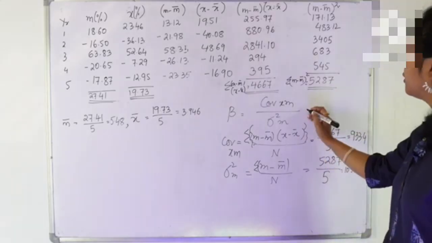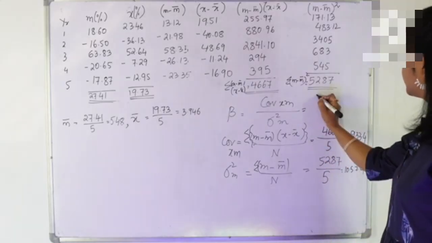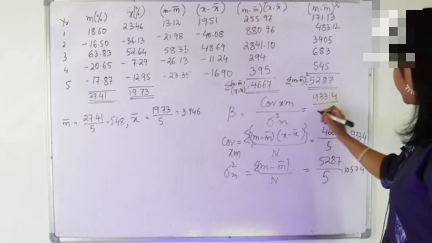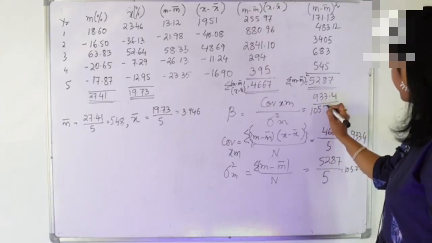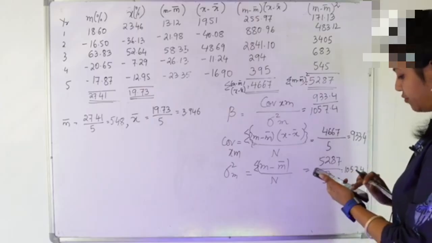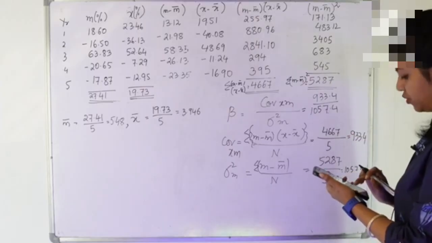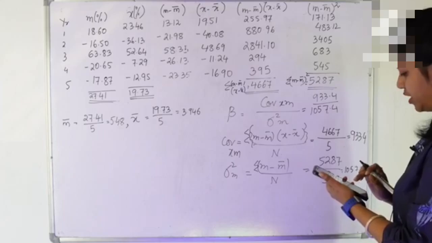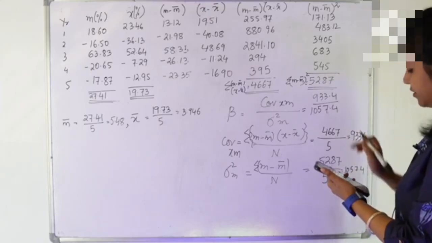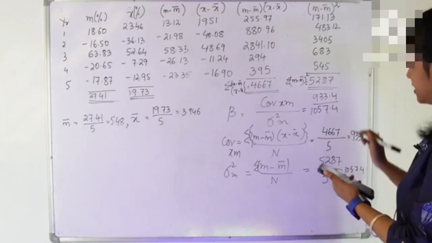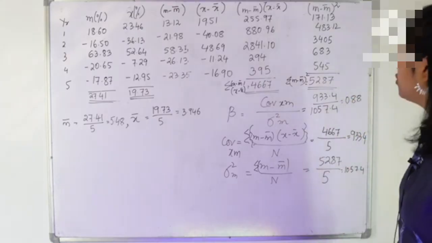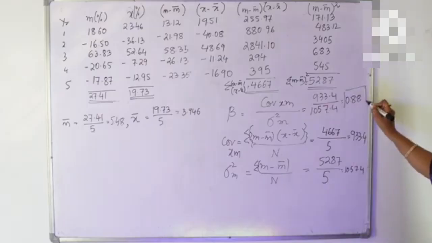Now we will put it in the formula of beta. So it is 933.4 divided by 1057.4. If I calculate 933.4 divided by 1057.4, I get 0.88. So the value of beta derived is 0.88.